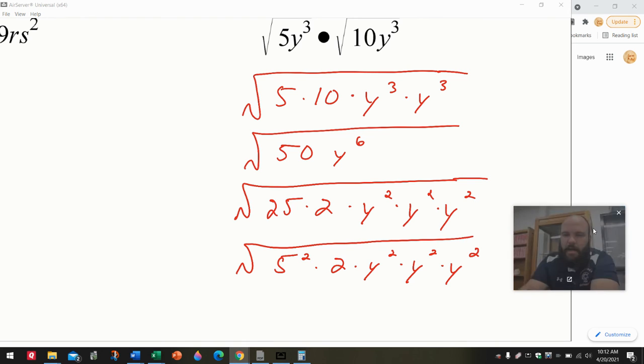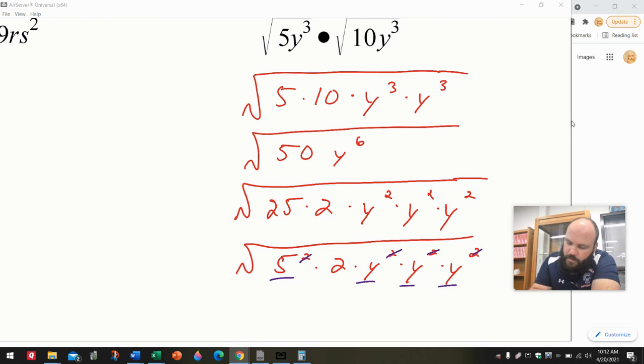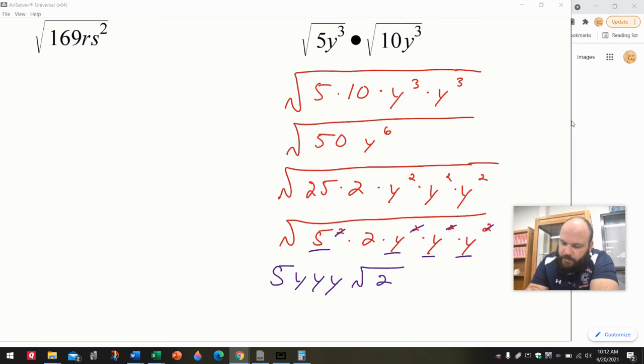And now everything that has a square will get canceled, and the base will get underlined. And so you can see we have 5, y, y, y on the outside, and then the square root of 2 on the inside. Just like that. So this becomes 5y to the third root 2. And there is our final answer.